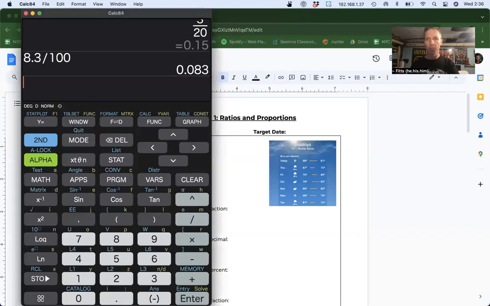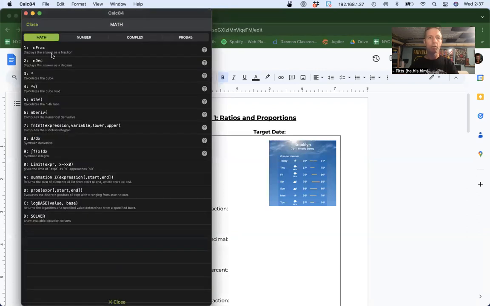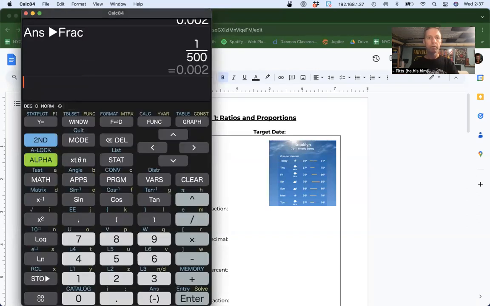So 0.718 times 100 is just move the decimal place 2 places to the right, right? 71.8. And then the other one was 0.002. So that's our tenths place, hundredths place, thousandths place. So if I just go ahead and enter and then hit math, 1 over 500. There you go.